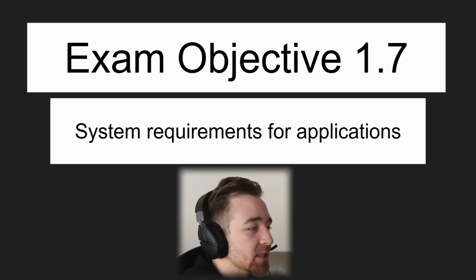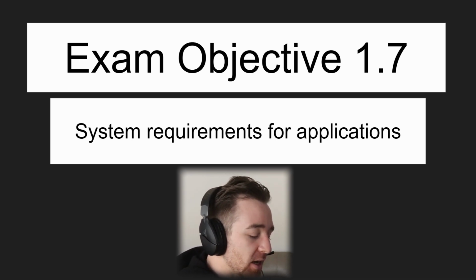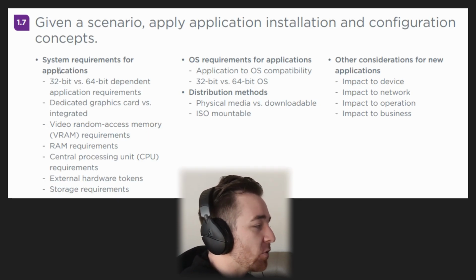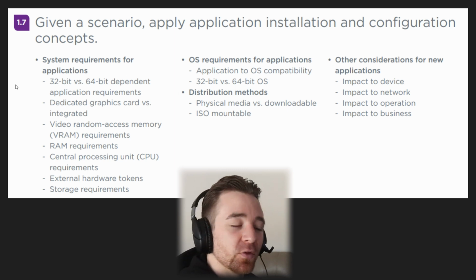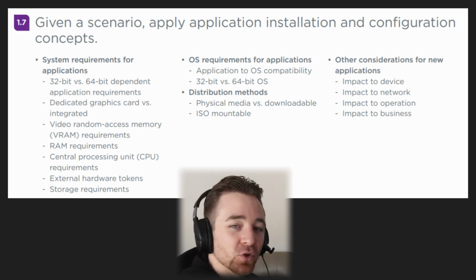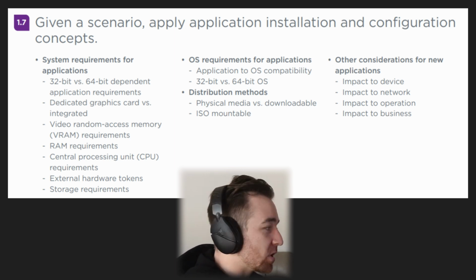Today we're going to be going through exam objective 1.7. I'll tell you everything you need to know about this section over here on the left. We're just going to go through this dot point, system requirements for applications. We'll go through all of this and then at the end I'll give you practice exam questions to give you an idea of how ready you are for the real exam. So let's go ahead and get straight to it at lightning speed because I'm trying to be as efficient as possible.